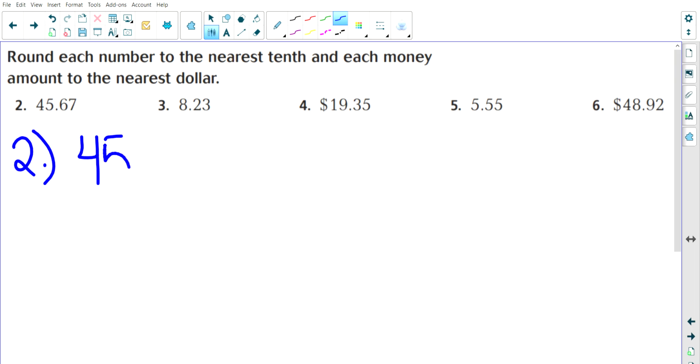Number 2 is our first problem. We're going to write 45 and 67 hundredths. Hundredths, I'm so sorry, hundredths. Please underline the tenths place.